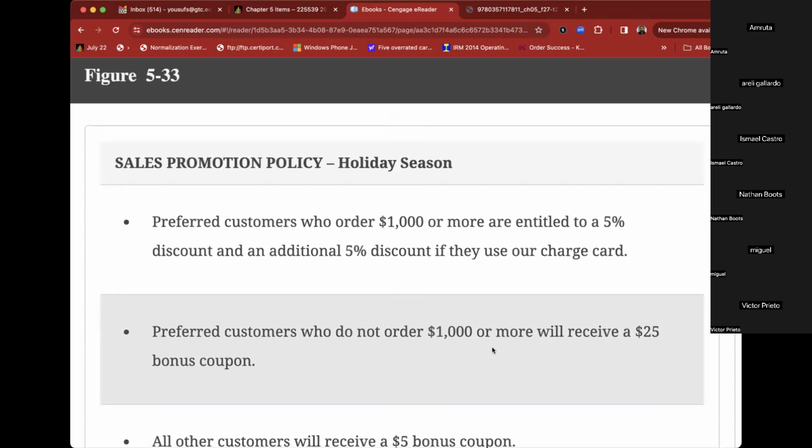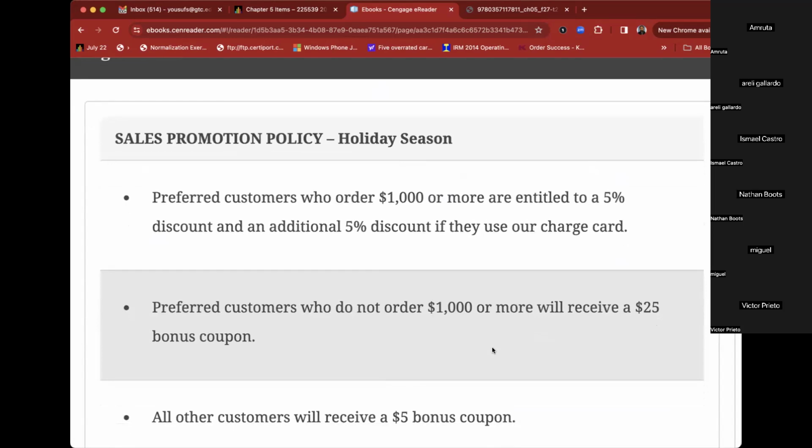Now let's look at this example, figure 533, sales promotion policy. This goes a little bit more complicated than the example above. Preferred customers who order $1,000 or more are entitled to a 5% discount. Another condition: if you use the store charge card, you get an additional 5%. Preferred customers who do not make a purchase of $1,000 or more will only receive a $25 coupon.